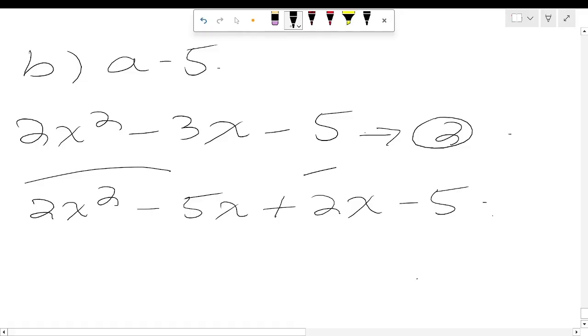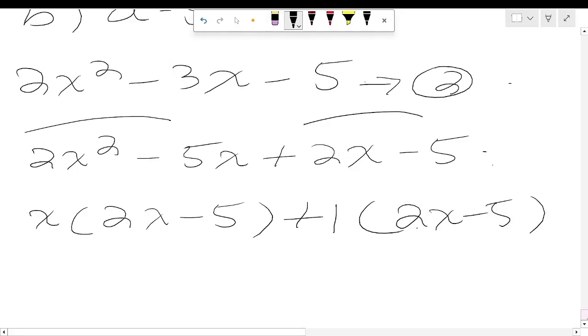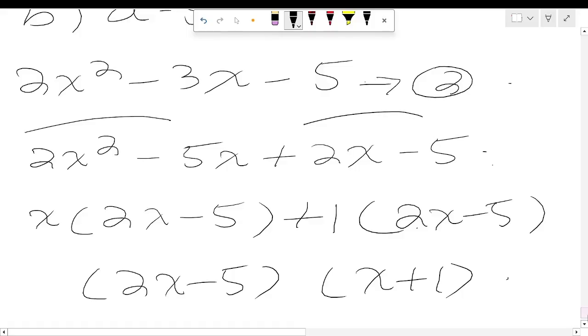So now I have 4 terms. Now I need to pick the common between them. So it will be only x, because 5 and 2 aren't related with each other. So I'll just write x bracket 2x subtracted from 5, and then I'll take the common value of 1, positive 1 here, and I can write 2x minus 5 as it is. Now the factors will be 2x minus 5 and x plus 1. So we found further factors of this second quadratic expression.